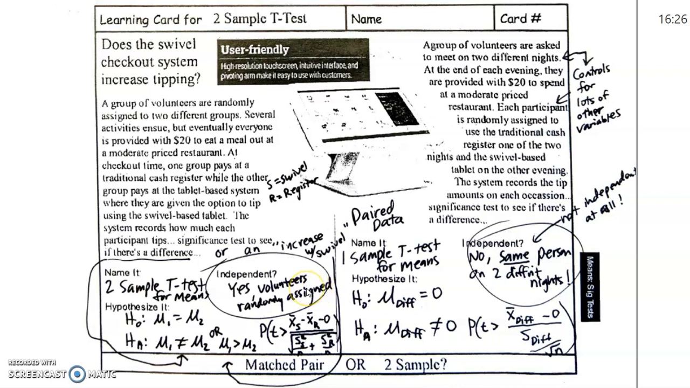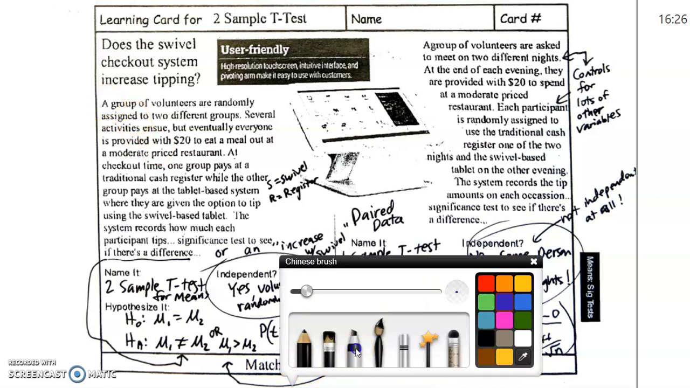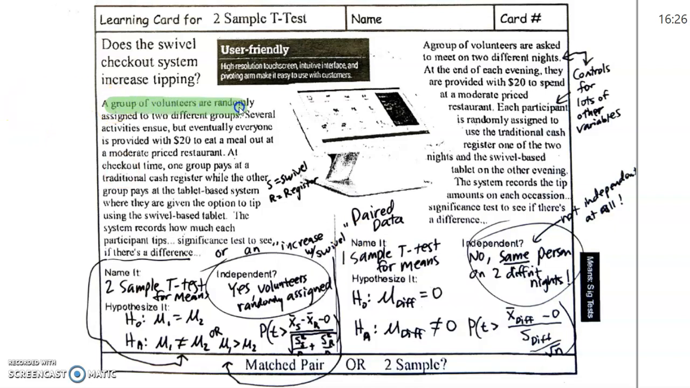Okay, I hope that by looking at this video, you read through the learning card and tried to put your own assessment on which one was which. But I want you to take note that this group of volunteers are randomly assigned to two different groups. So they got some volunteers and then they randomly assigned them to two different groups. We have our two independent groups at this point. They're not linking up somebody with themselves or somebody just like them.